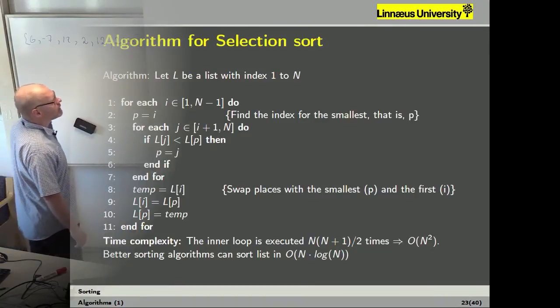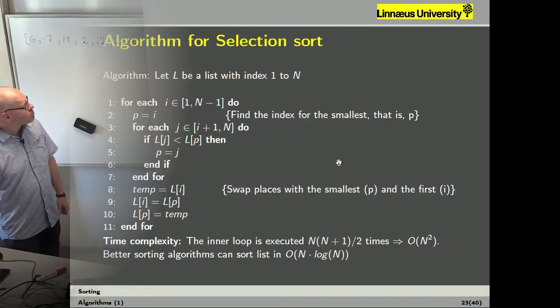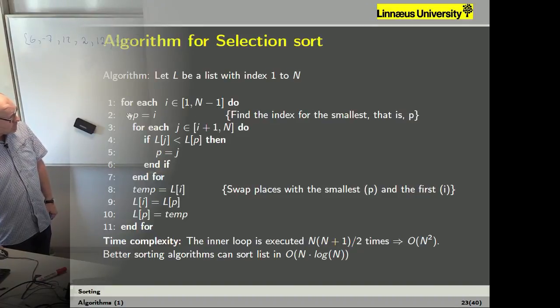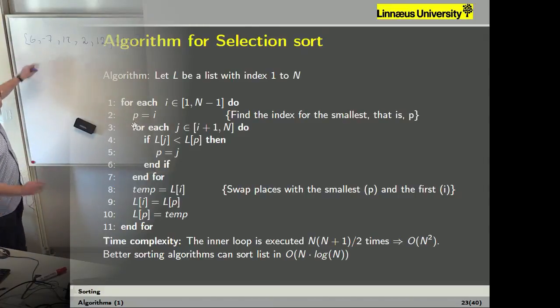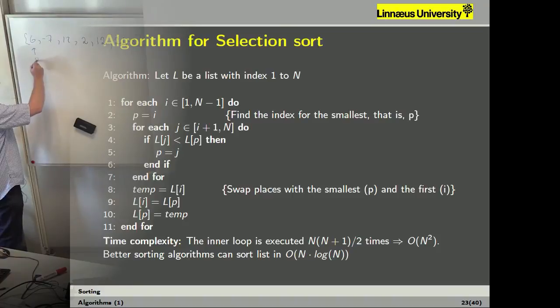I could describe it like this. My solution: let L be a list with index 1 to n. Then for each i belonging to this interval, 1 to n-1, P is the index for the smallest one, and to start with, the smallest one is the first one. So I start by saying that currently this one, P, is the smallest.